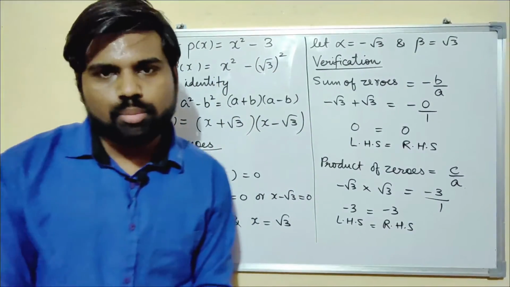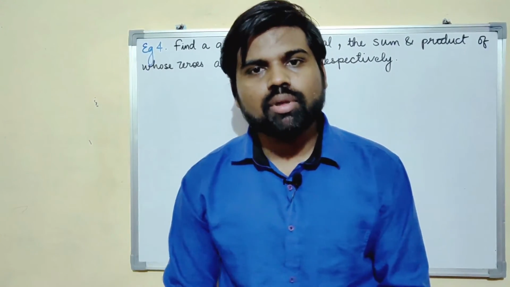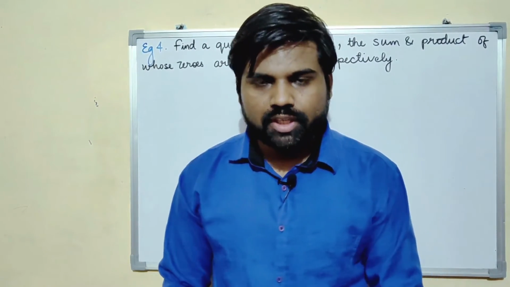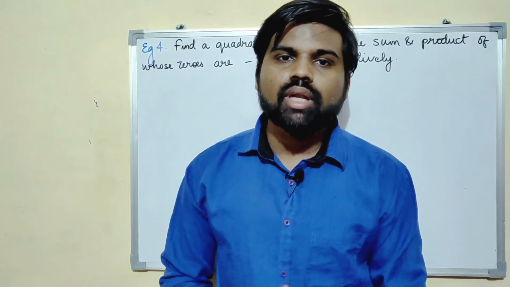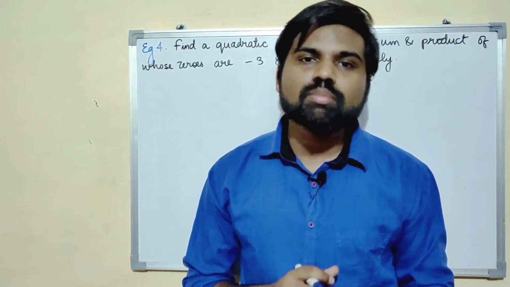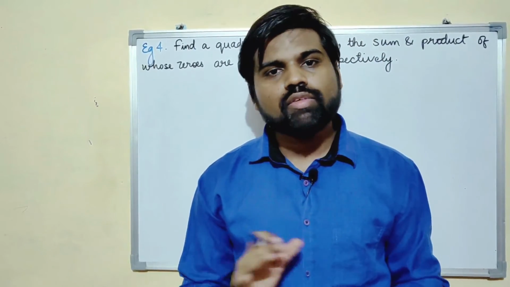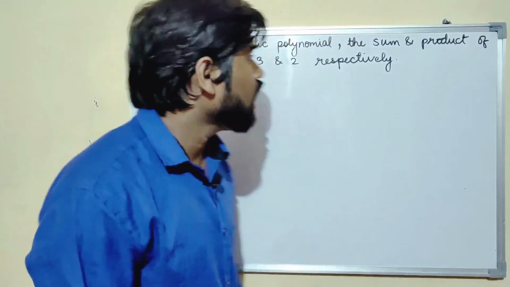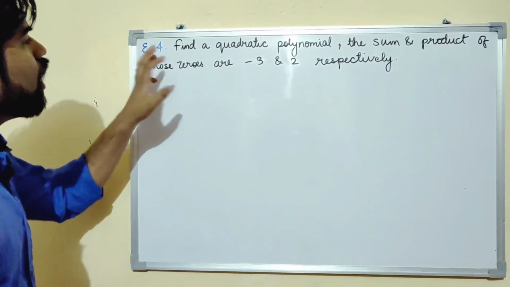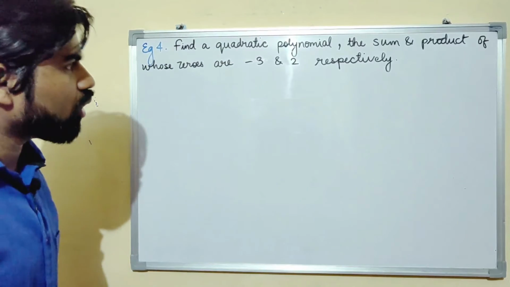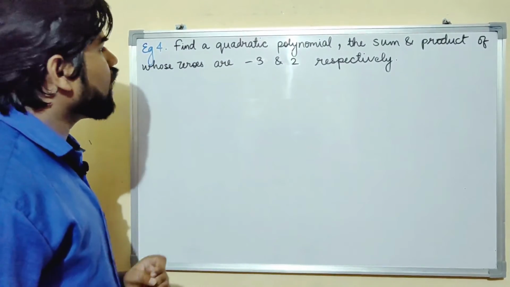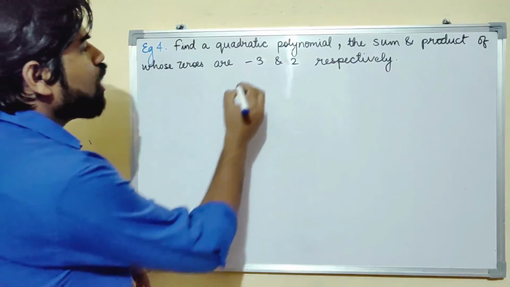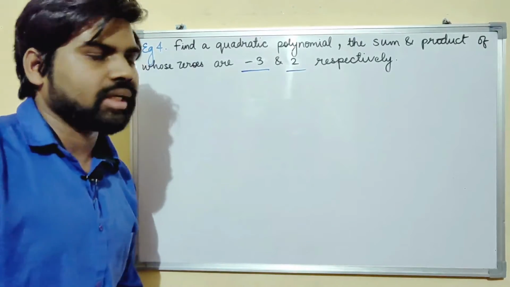Now let us see the fourth example. This will be the last example for this video. I will discuss the fifth example at the end of this chapter because it is based on the optional exercise. So we will see it there only. Now the fourth example is: find a quadratic polynomial, the sum and the product of whose zeros are minus 3 and 2 respectively.